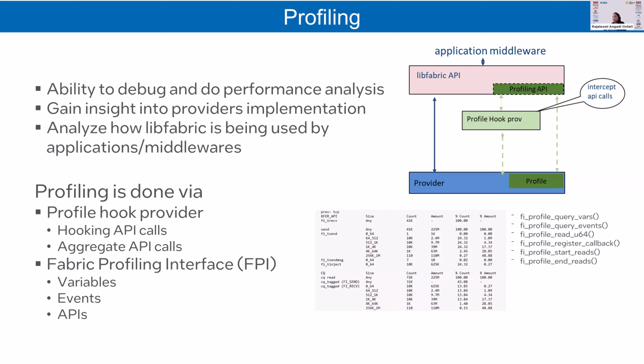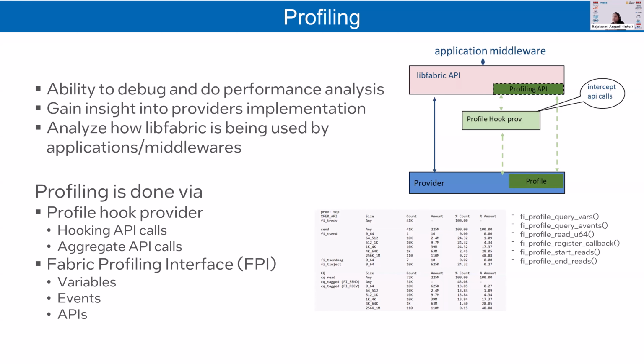And the next part is the FPI, which is the fabric profile interface. This is used to profile the providers. It is a part of the provider implementation as an external extension to the provider, so that we can debug and profile the capabilities of the provider. So it allows the provider to expose its internal info. Of course, the provider will have to decide what information it wants to expose. It will enable the applications to discover and query these profiling capabilities.